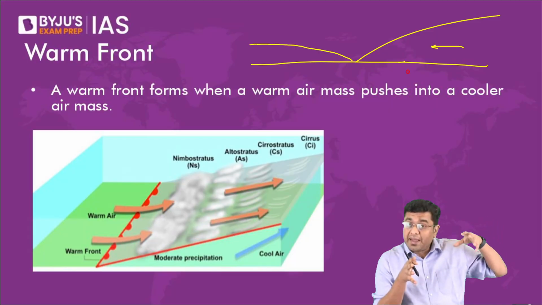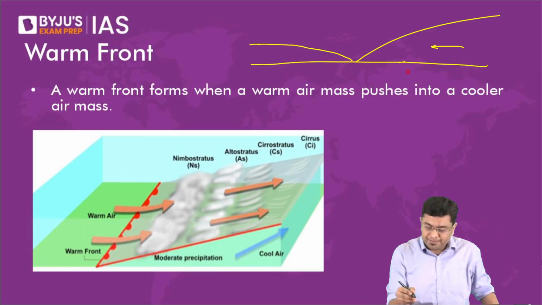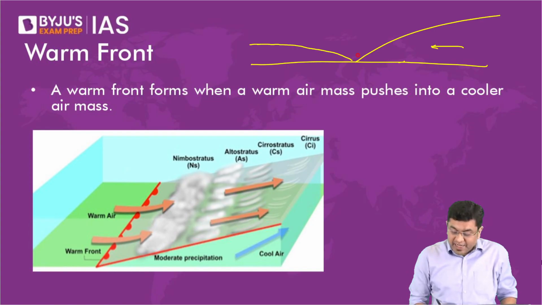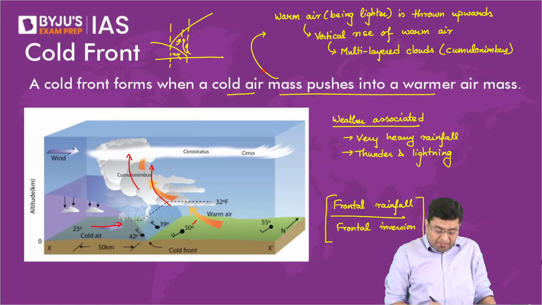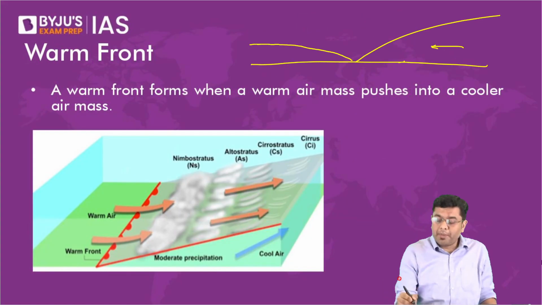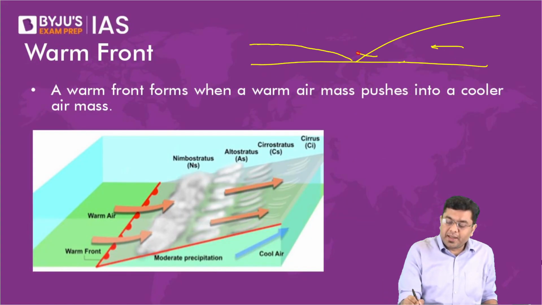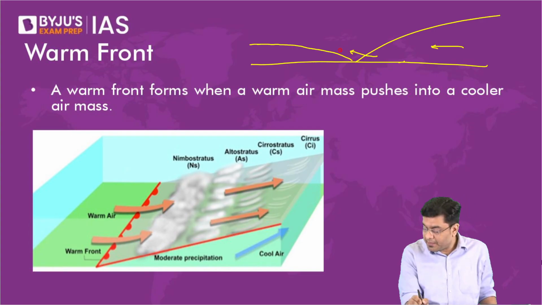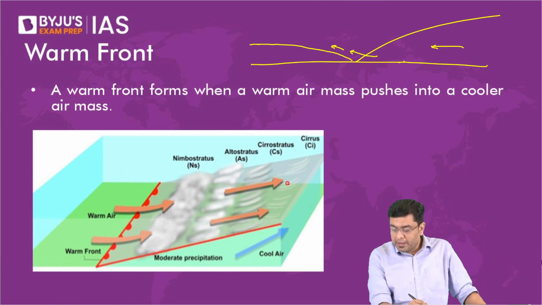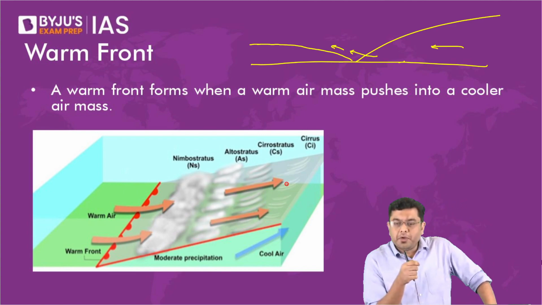So as the warm air gets uplifted, in the cold front, we had seen that the warm air was vertically uplifted, but here the warm air very gradually gets uplifted, very gradually. That is where you will find that the warm air very gradually starts rising up.